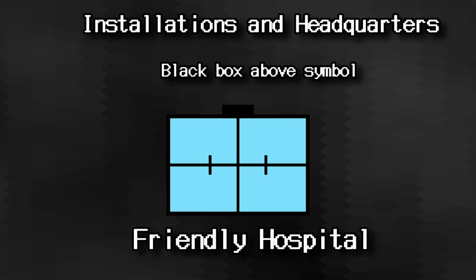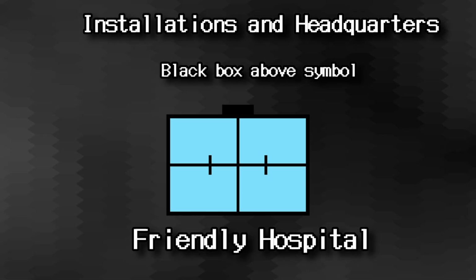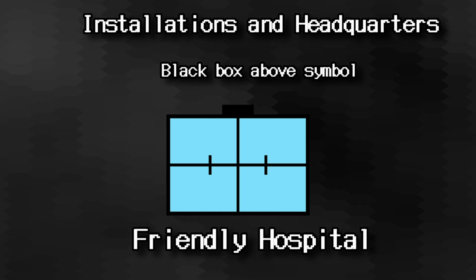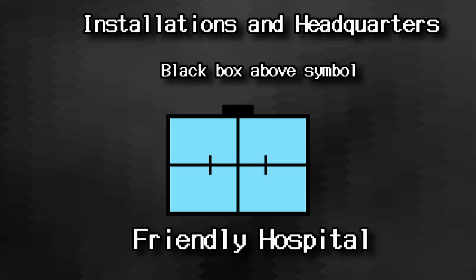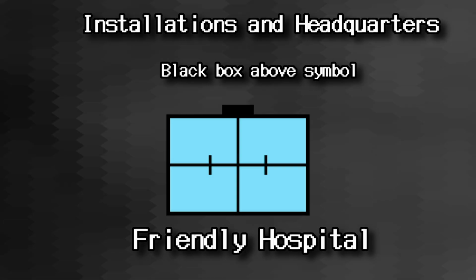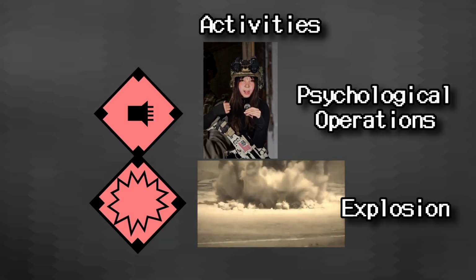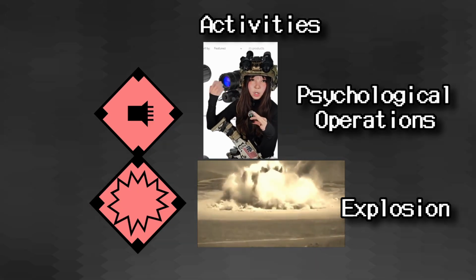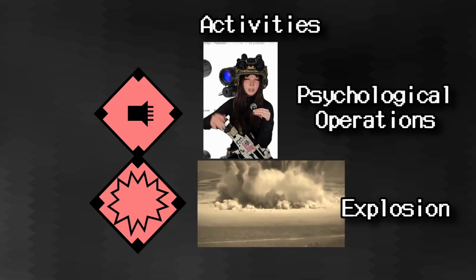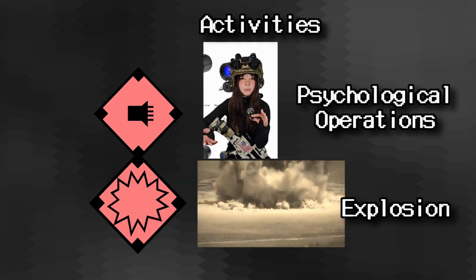There are other frame symbols out there in NATO map symbology. Installations will have a black box above the frame, such as headquarters, ports, caches, bases, depots, and other facilities. So how about unit activities? They have four black boxes inside of the frames. Activities would include actions and events such as explosions, terrorist activity, and mass demonstrations.